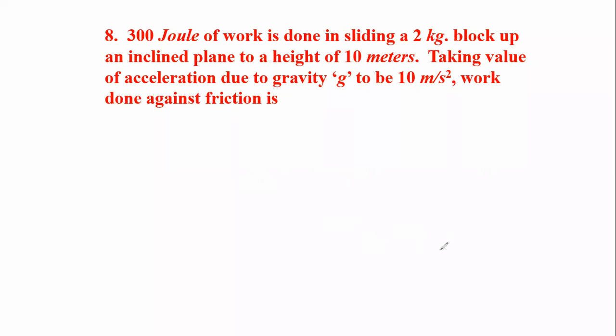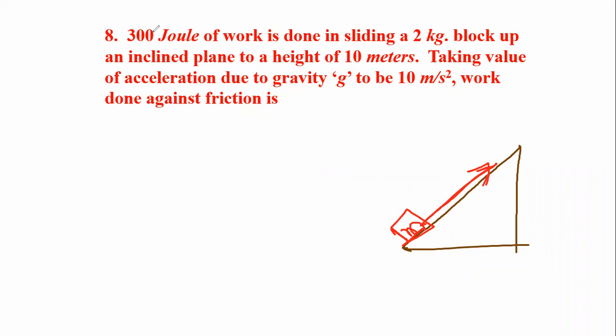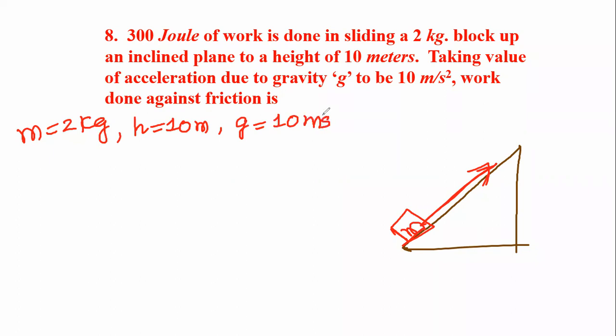This is the block which is moved on the inclined plane against the friction. The mass of the block is 2 kg. It is raised to a height of 10 meters. The acceleration due to gravity, g, is 10 meters per second squared. The work done is to be calculated.